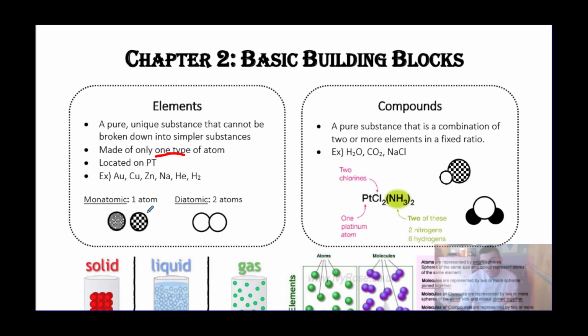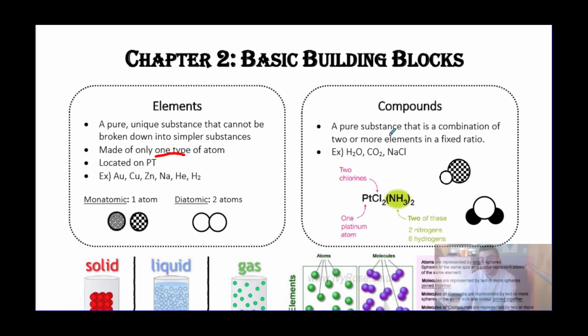Elements can be monatomic or diatomic. Monatomic meaning they exist as singular atoms as their base unit, where diatomic elements don't exist as singular atoms. They exist as two atoms bonded together in a molecule. So like H2, you're never going to find individual hydrogen atoms in nature, but they will always be together bonded in a hydrogen molecule. Compounds, on the other hand, we get if we start chemically bonding different atoms together.